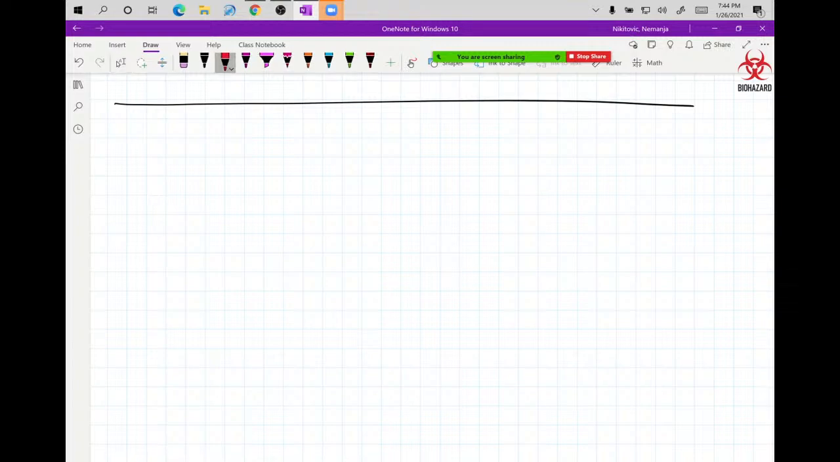Now, the title, function composition. That's the one that we really care about and want to learn about. So this is the major topic because it is combining functions by plugging one function into another function to create a new function.